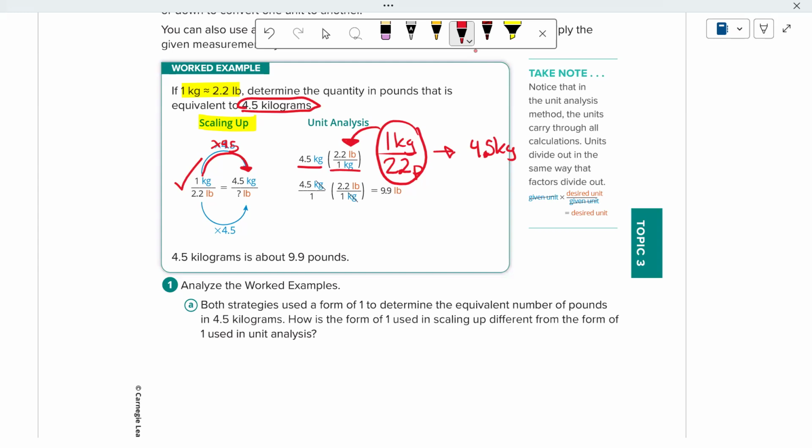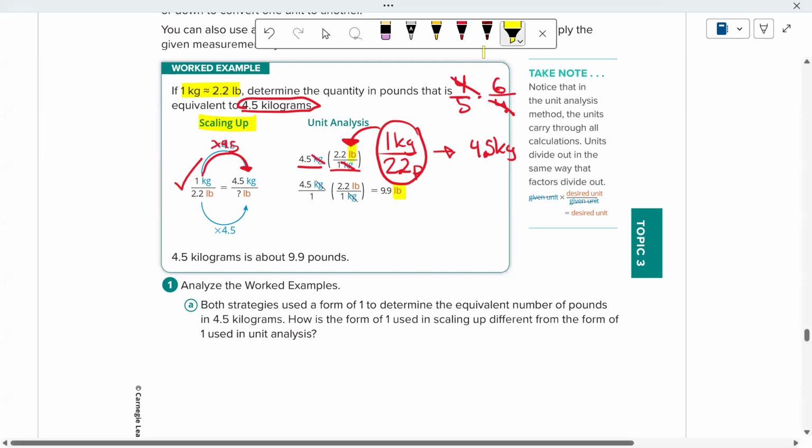Now, the reason why this works is because the units will cancel. Just like in fractions, if you have 4 over 5 times 6 over 4, the 4s will cancel. Well, not the unit, but the number. That's the mathematics associated with it. The kilograms will cancel. When the kilograms are gone, all that's left is your pounds, which is what you were after. Now, why do they write over 1? Because there's an invisible 1 underneath. You just multiply by the reciprocal.